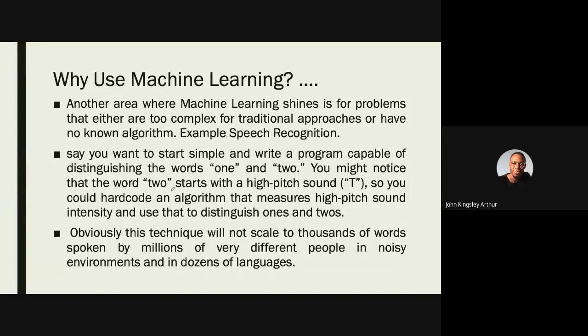Another area where machine learning shines is for problems that are too complex for traditional approaches. For example, in speech recognition, how I will pronounce my T will be different from how you will pronounce your T, even based on which region either of us is coming from. There are different pitch and intonation issues. So it is very challenging to come up with a traditional algorithm that states every rule one after the other. Look at even the set of human languages that we have.